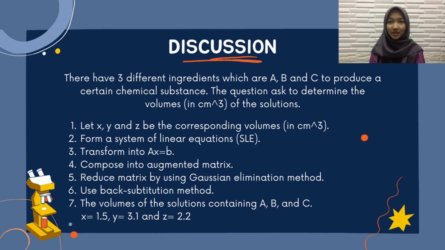Then we form a system of linear equations (SLE) based on the information given in this case study. Next, we transpose the matrix into AX equals B form. After that, from the system of linear equations, we form an augmented matrix. Then, from the augmented matrix, we reduce the matrix by using the Gaussian elimination method. Last but not least, we use the back substitution method to solve the matrix.